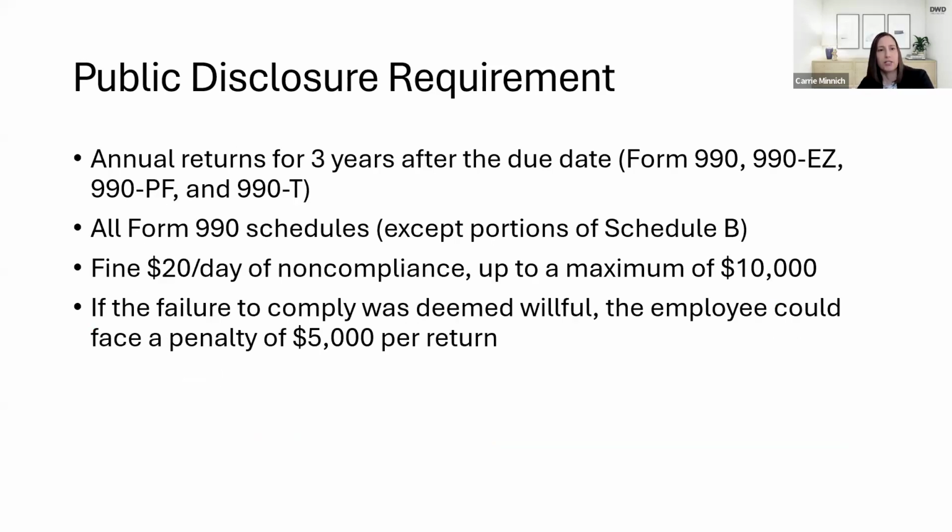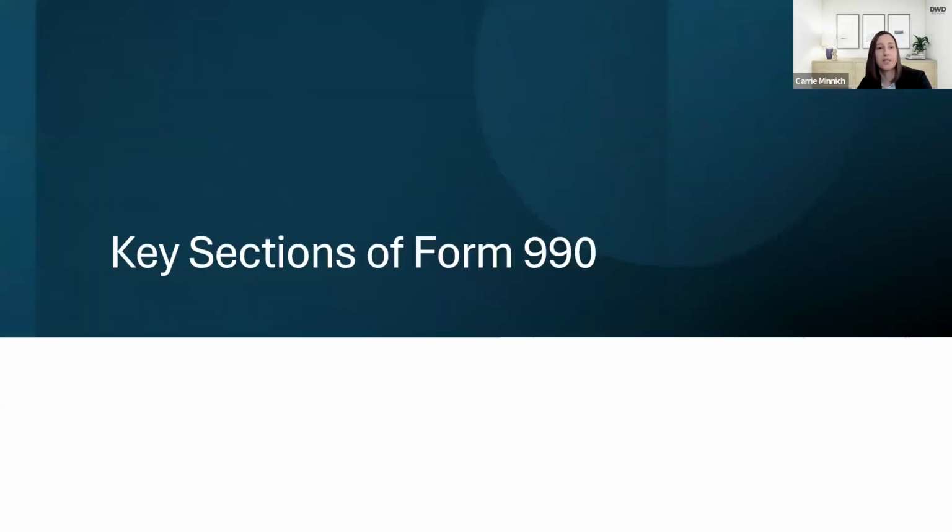Unlike for-profit returns, the 990 is a public document, which means that someone can come to your organization and request a copy of your Form 990 for the last 3 years. You have to make available all the Form 990 schedules and statements, except for certain portions of Schedule B, which we'll talk about in a little bit. For organizations that fail to provide a copy of your 990, there is a fee. So again, another reason to make sure your 990 is filed correctly and on time, because it is open for public inspection.